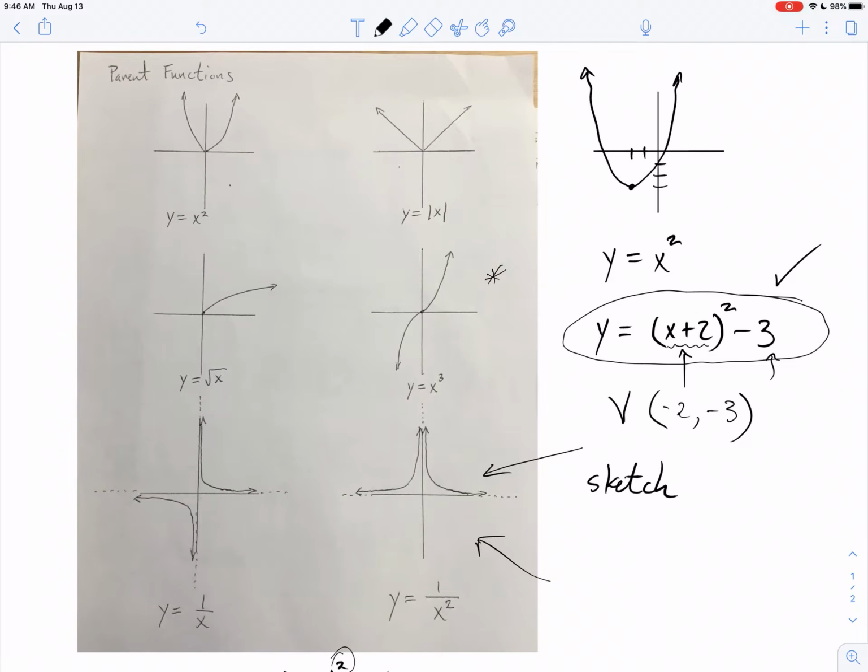But this sheet here, this parent function sheet, I will include this on Canvas. But in case Canvas goes down, here you have it. It's going to be embedded in this video forever. Then, just so you know, I'm getting to this.